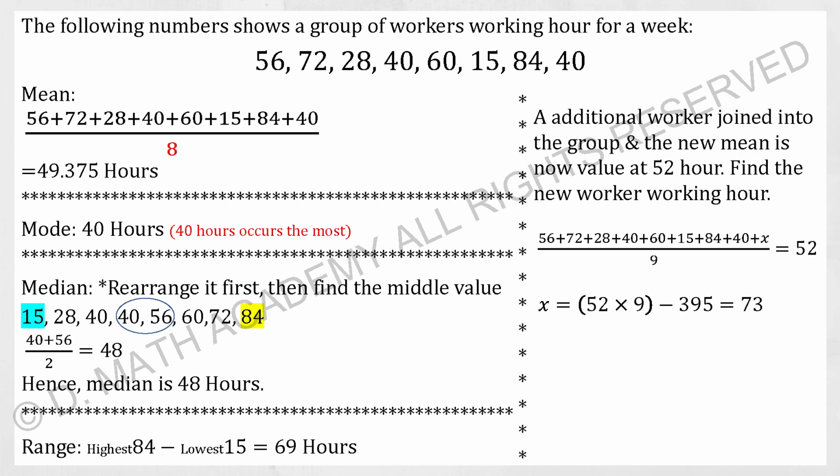And for the last question here, this is the type of question they like to ask the most, which is when they add in or remove one number and give you a new mean. So I repeat my previous mean calculation, but I add an unknown at the numerator and increase my denominator from 8 to 9 because there's one extra number now, and it will be equivalent to 52. You run the calculation and you get the final result as 73.